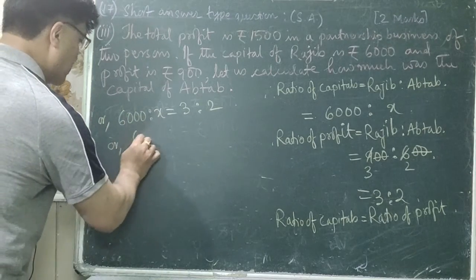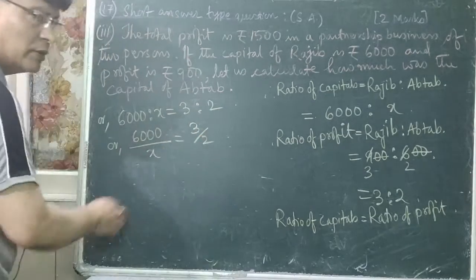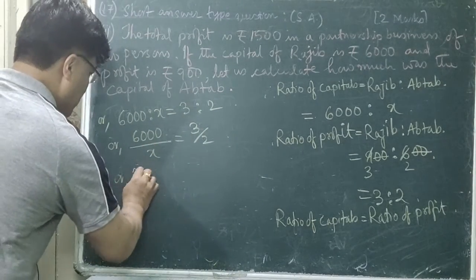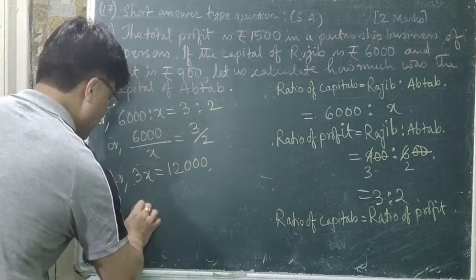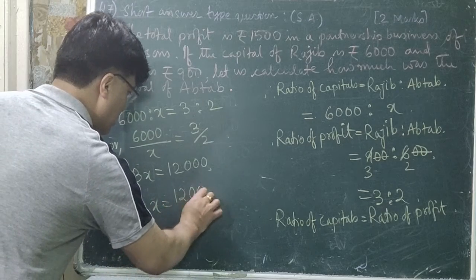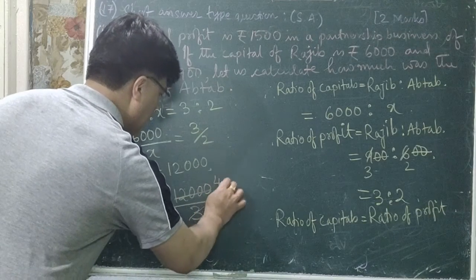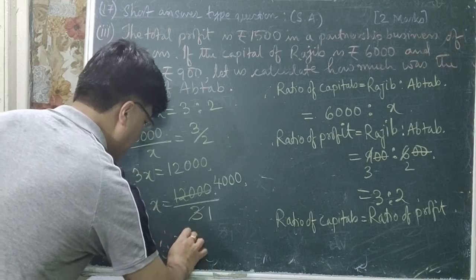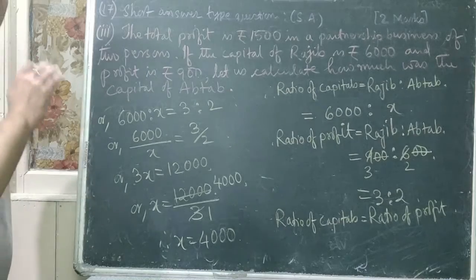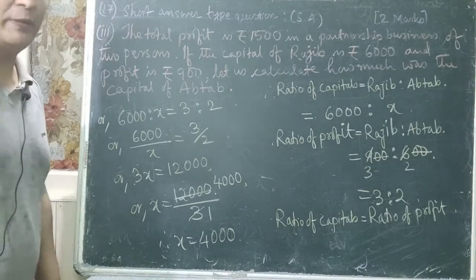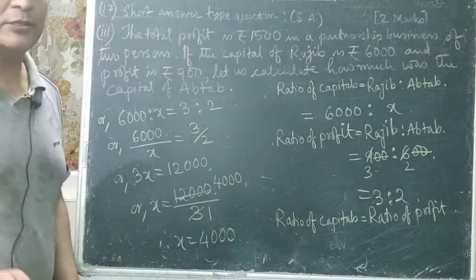Now we can calculate the value for X. You can write this ratio in terms of fraction. 6,000 divided by X is equal to 3/2. Now we can do cross multiplication. So it is 3X is equal to 6,000 into 2 is 12,000, or X is equal to 12,000 divided by 3. Is that clear? So 3 ones are 3, times 4,000. Therefore X is equal to 4,000. So actually what was X? Capital of Aftab is equal to rupees 4,000.